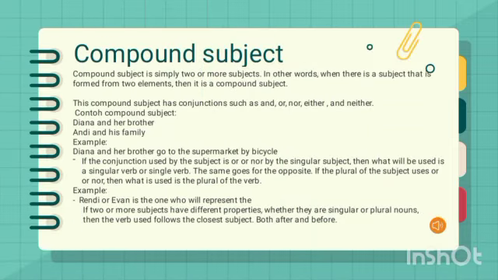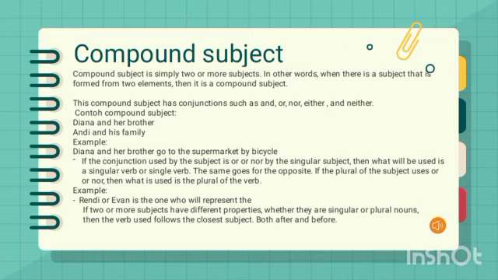Compound subject. A compound subject is simply two or more subjects. If there is a subject that is formed of two elements, then it is a compound subject. A compound subject has a conjunction such as and, or, nor, either, and neither. Example compound subjects: Diana and her brother, and Andy and his family. Example, Diana and her brother go to the supermarket by bicycle.